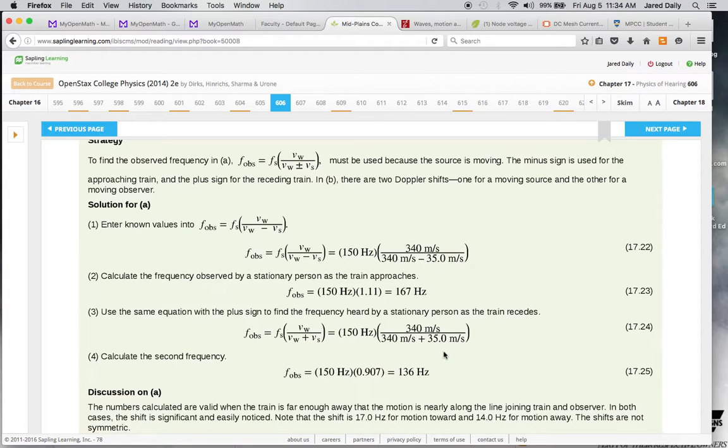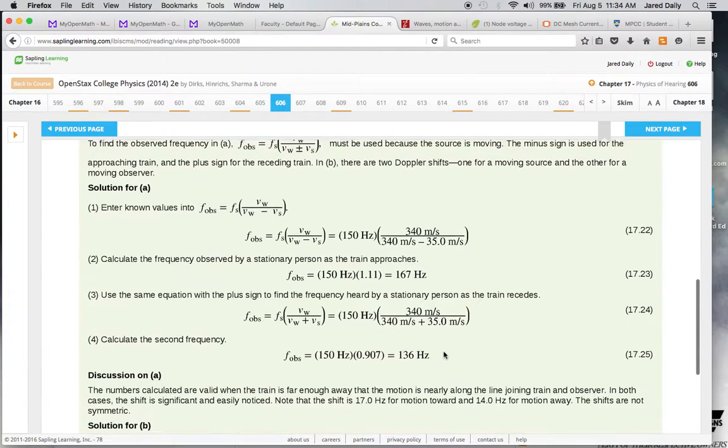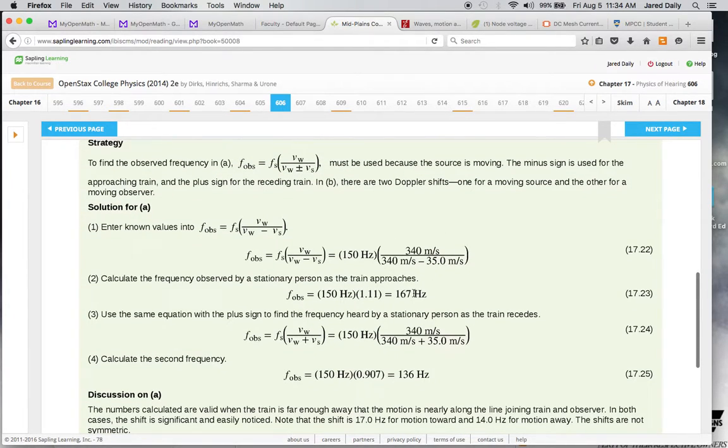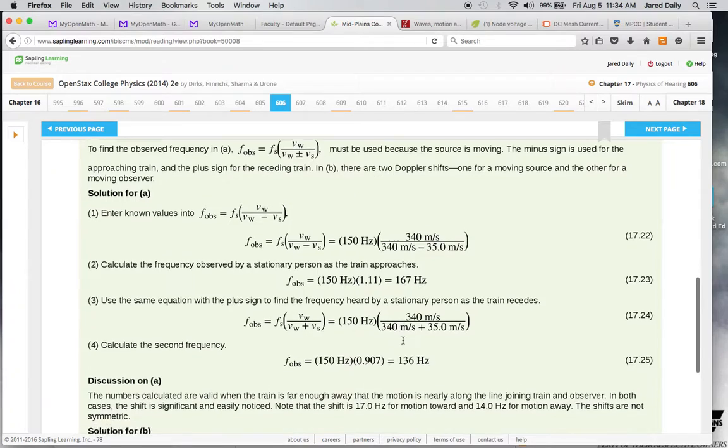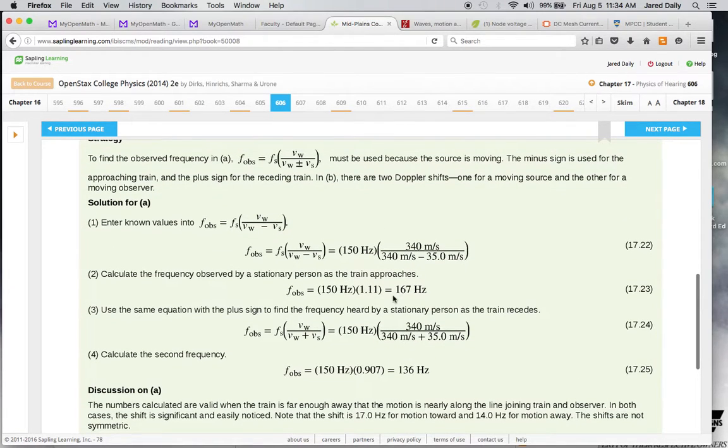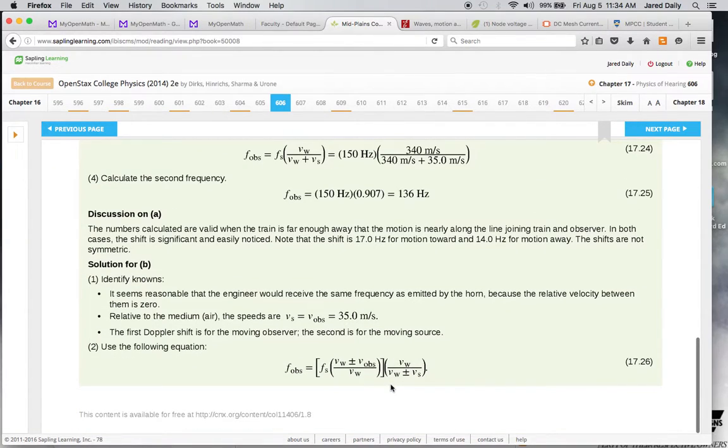You put all the numbers in, calculate it, and for moving towards, use the minus, for moving away, use the positive, and you get a change of positive 17 hertz, so the frequency goes up by 17 hertz when the train is moving towards them, but it only goes down by 14 hertz when it's moving away. So it's not the same change on either side, and that's really quite interesting too.